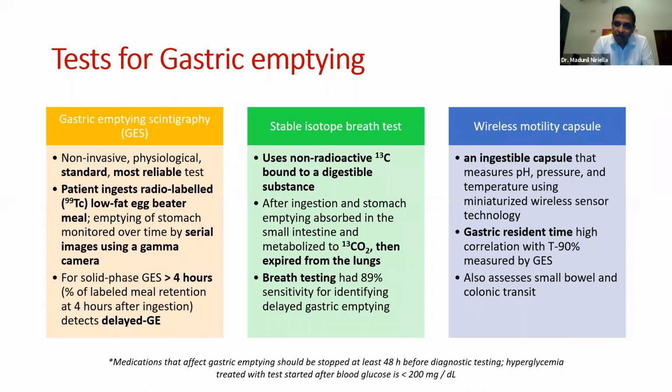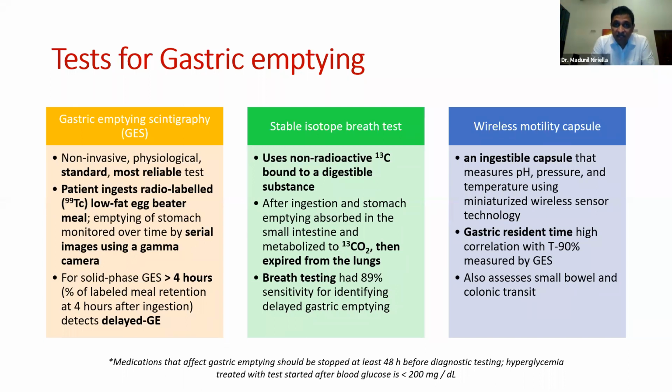And the wireless motility capsule has also been tried. It's an ingestible capsule that measures not only the gastric emptying, but the pH, the pressures, and the temperatures, using miniaturized wireless sensor technology and gastric residence time. The time that the capsule is retained in the stomach is indicative of the gastric emptying, and it compares well with the other two varieties of studies. This also can assess small bowel and colonic transit, not only the gastric emptying.